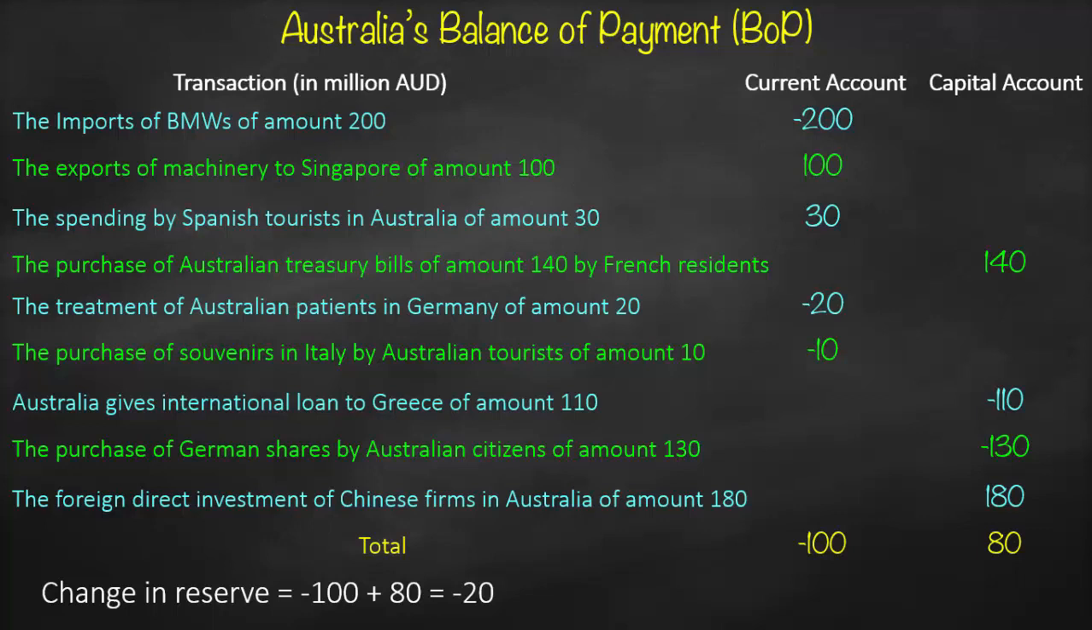Therefore, with this negative 20, from where will we cover this additional 20? It's from the country's reserve. Therefore, we know that our reserve will be lower. If reserve is lower, what will happen to the value of our currency? The value of our currency will be lower. Consequently, it would result in currency depreciation. In this example, it's for Australia, so I know that the Australian dollar will depreciate.